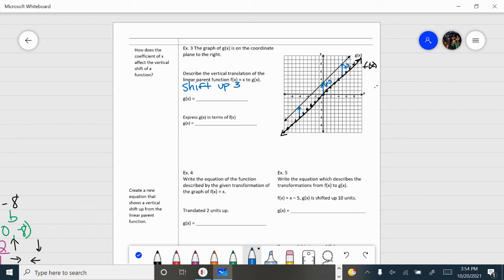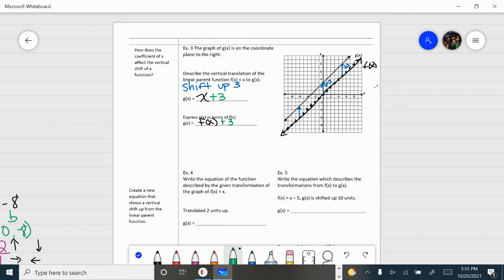Okay, so our equation is just going to be x plus 3. Because we shifted up, it's a positive. Now, if we're writing this in terms of f of x, we took the entirety of our function, our f of x function, and we moved the whole function up 3 to get g of x. Okay?